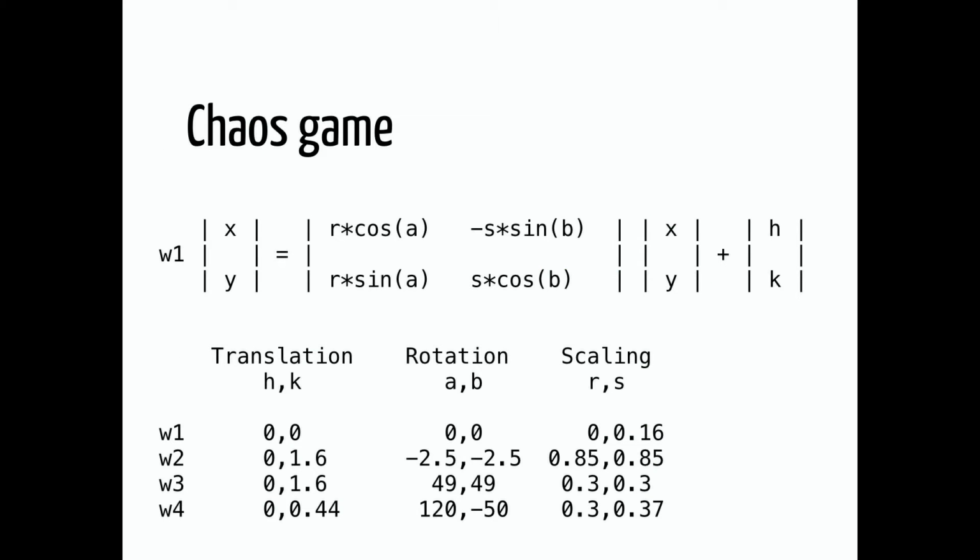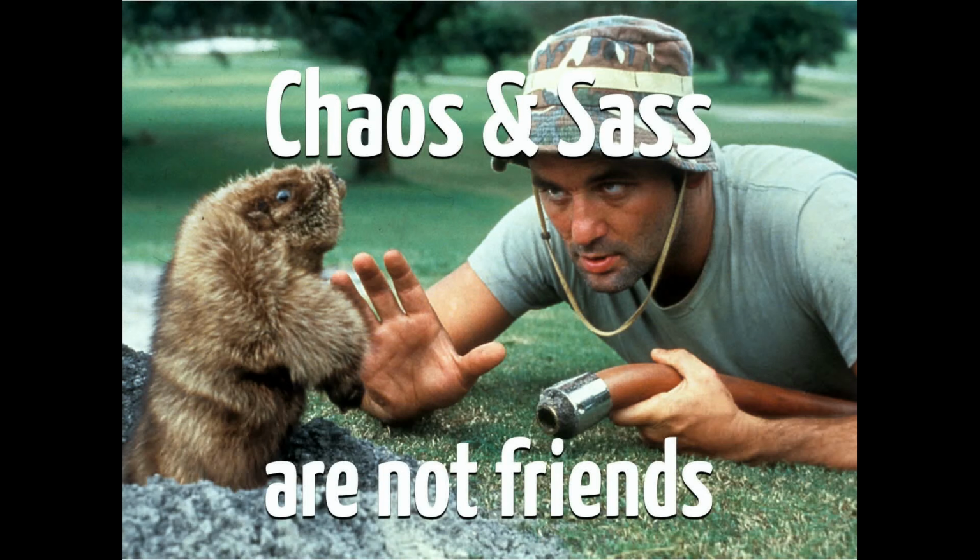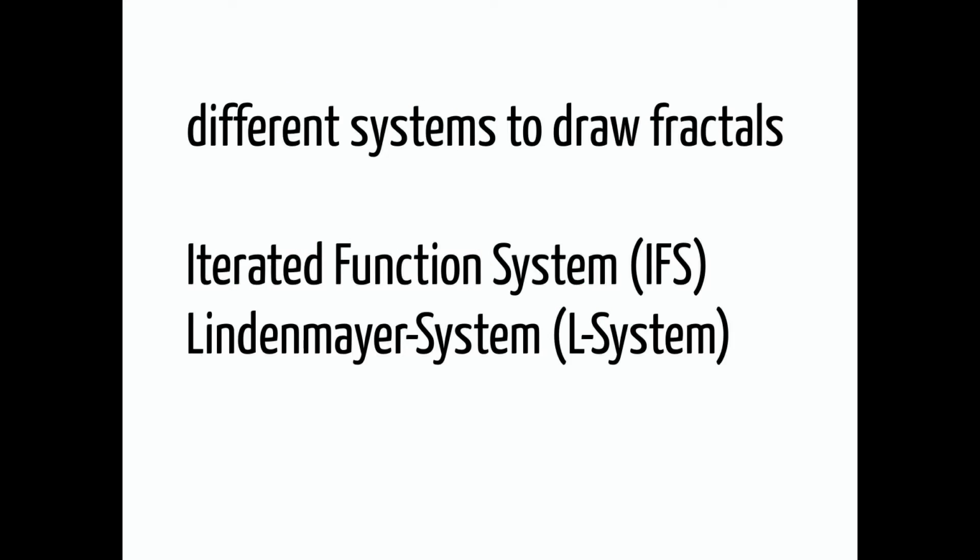This entire thing is based on the chaos game. And I'm not a mathematician, so looking at this is chaos enough for me. One thing I also learned is that chaos and Sass are not friends. But luckily, there are different systems to actually draw a fractal. We have the iterated function system, which is what the Barnsley Fern is generated with. And then we have the Lindenmayer system, which is shortly called the L system.